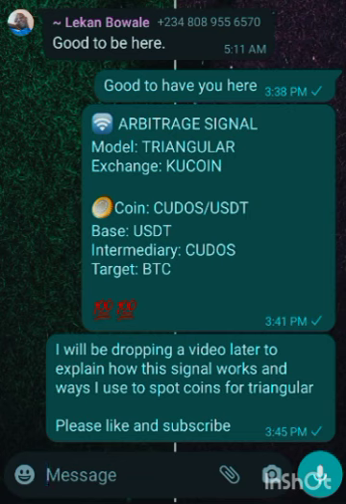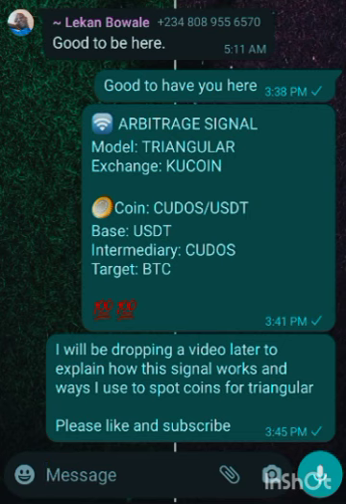Now, if you guys can look at this, I dropped a particular coin. The signal is a triangular arbitrage coin signal. The name of the coin is called Kudos USD, and I also listed out some things. The model, which is triangular, you guys should understand what that is. It means that we are buying in just one exchange and we are also selling there. Just one exchange but different markets. The exchange is KuCoin, the coin is Kudos USDT, the base is USDT, the intermediary is Kudos, the target is BTC.